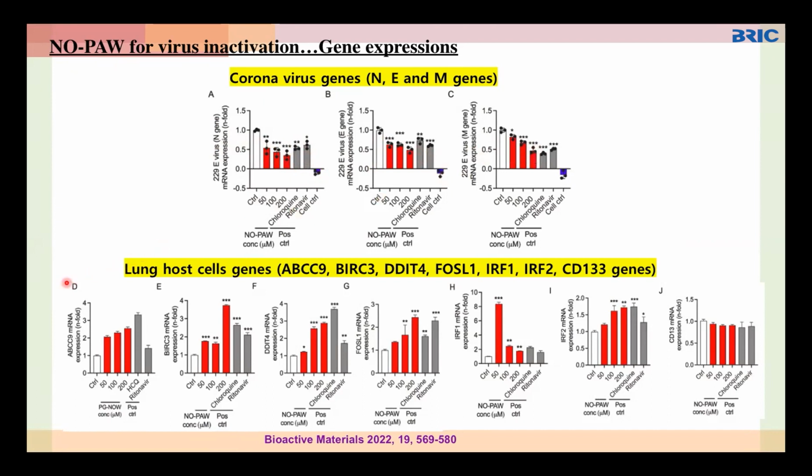And we also checked another set which is related to human lung host cell genes. These genes are responsible for the antiviral response to fight against virus. And in this case, we found these genes are increasing dose dependently, and in many cases the data showed a significant effect in genes like BIRC3, DDIT4, FOSL1, or interferon related factors such as IRF1.